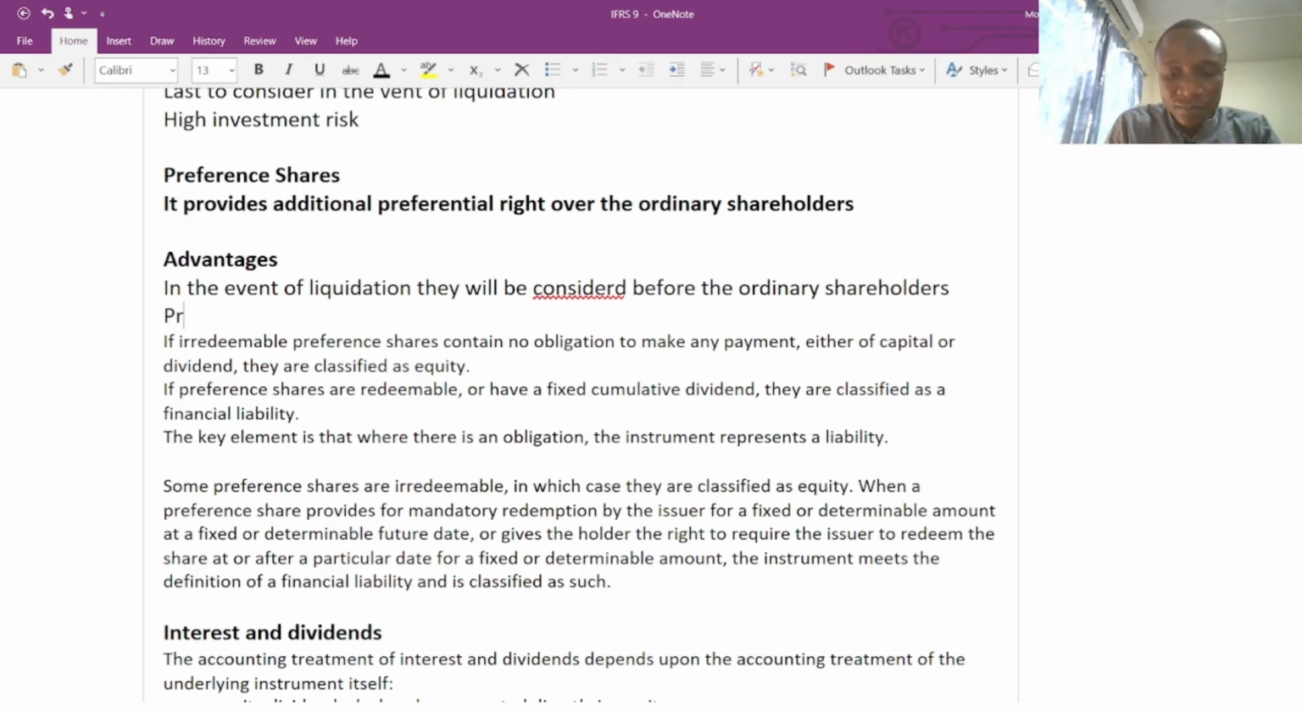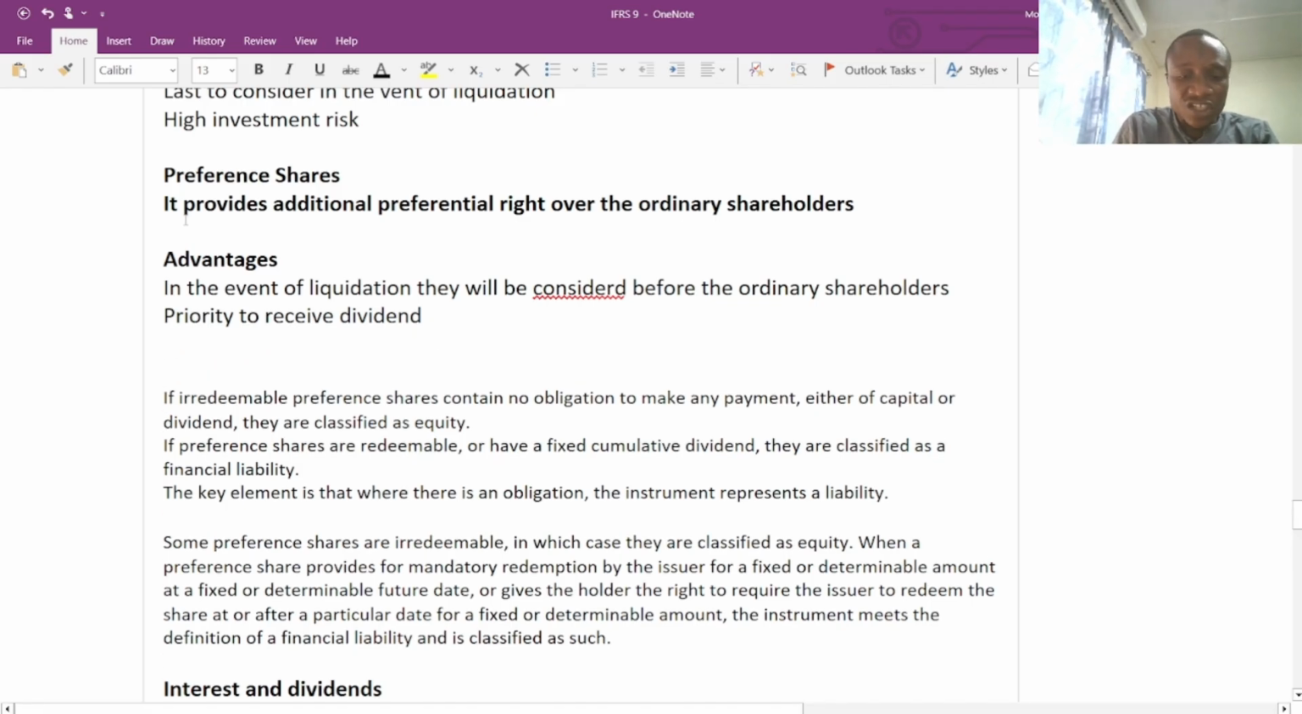Then priority to receive dividend. The preference shareholders have the priority to receive dividend as compared to that of the ordinary shareholders. So that's why, when we are talking about preference shares, it means these shares provide preferential, additional rights over that of the ordinary share. So now let's look at the features of preference shares.